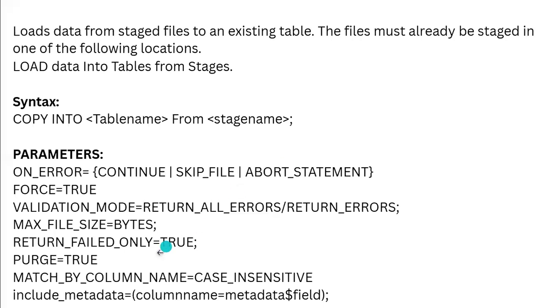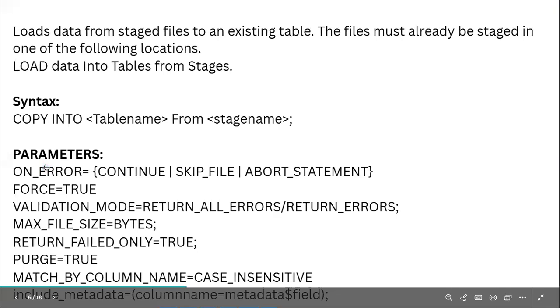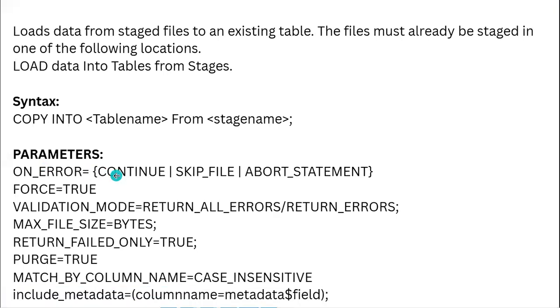Here if you see, we have parameters. The first parameter is ON_ERROR. If there is an error, what needs to be done? It needs to continue, or be skipped, or be aborted. That is what this highlights. Next, FORCE equal to true. As highlighted before, Snowflake maintains history for 64 days. You cannot load the same file again and again. If you want to load the same file, then I need to use FORCE equal to true.